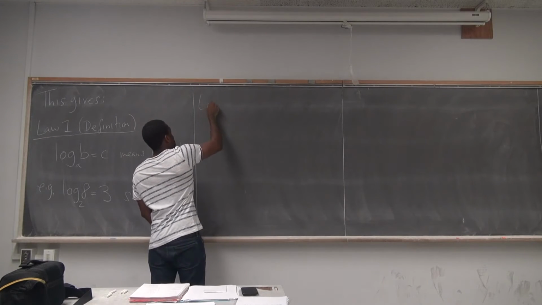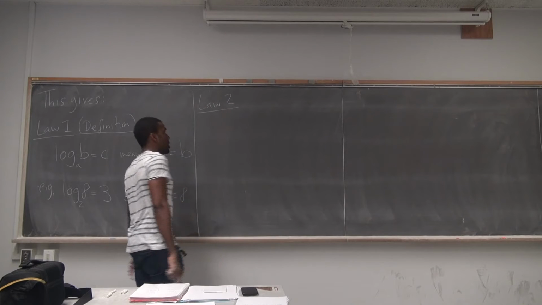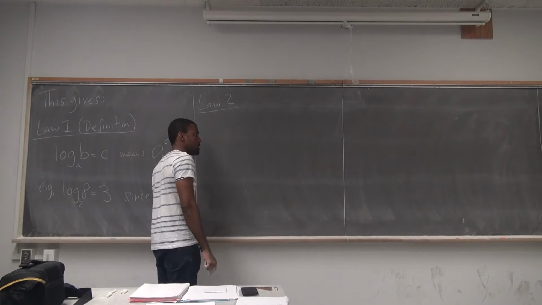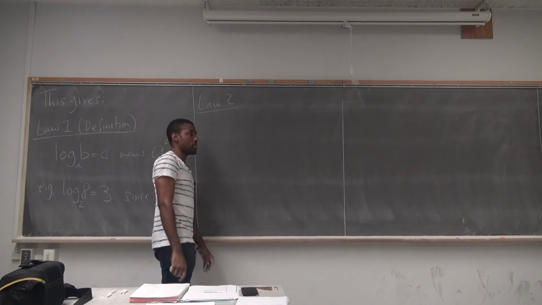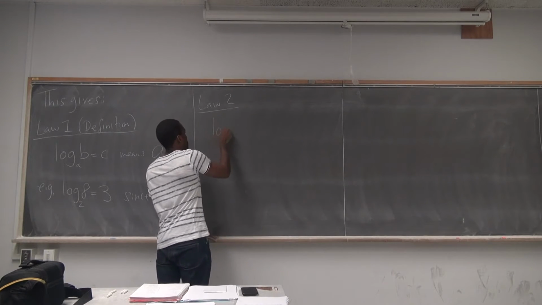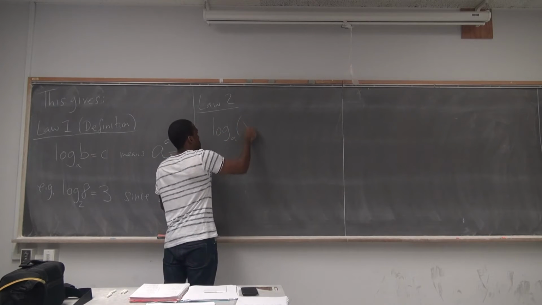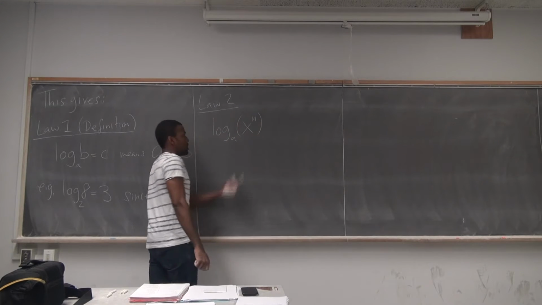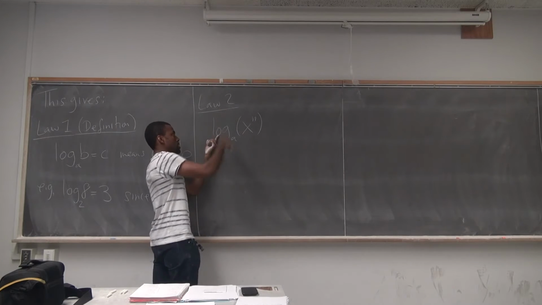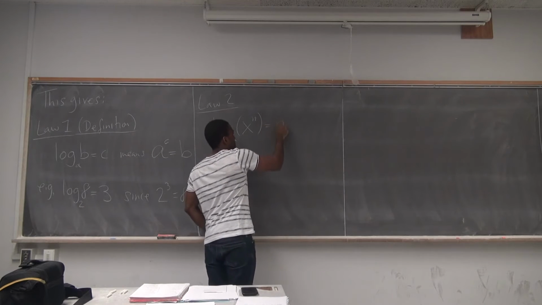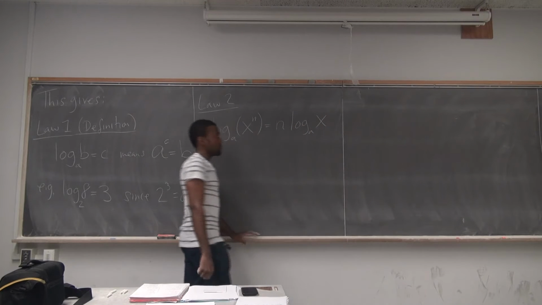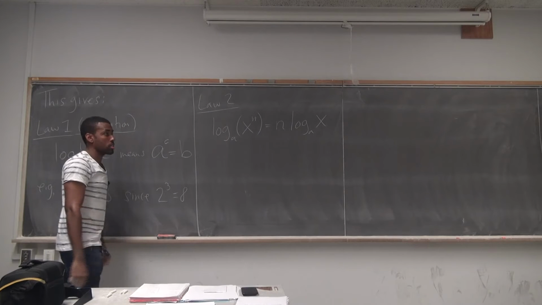Here's another law that goes to what we're talking about. Logs turn powers into products. So instead of raising something to a power, you can now do a multiplication. If you have something raised to a power and you apply a log to it, you plug it into the log function, you can actually take that power and move it down in the front. It turns powers into products, right?